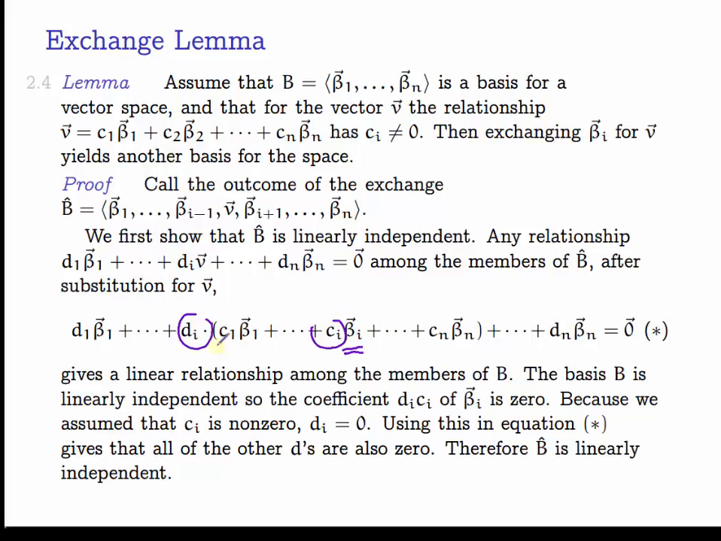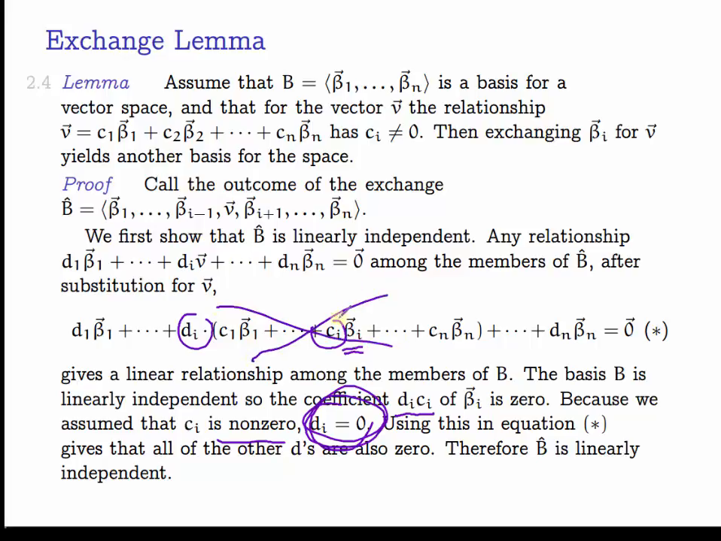Now we know that all the coefficients in this expression are 0 because the basis cannot have a non-trivial linear relation. So that tells me that DiCi, which is the coefficient of Bi, must in fact be 0. But at the beginning we assumed that Ci was not 0. That means Di must be equal to 0. Okay, so we've shown that in this linear relationship with V, this coefficient Di must be 0.